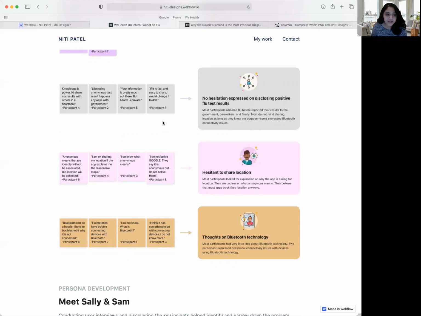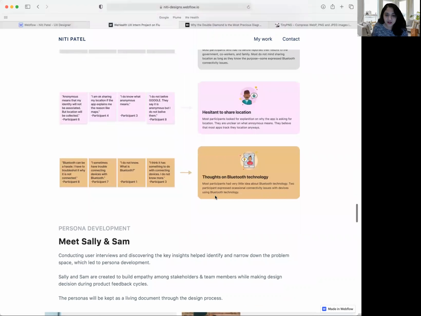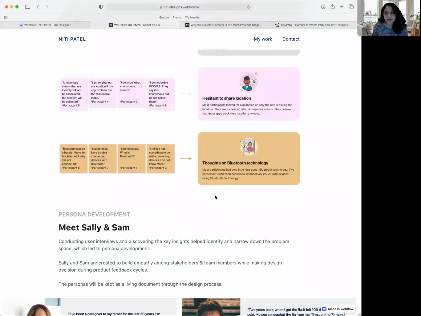Next insight says that no hesitation expressed on disclosing positive flu results. This was very surprising for me to discover that they already know that disclosing an anonymous test results happens anyways with government. So most people said that I would share my results with others in a heartbeat. No issues sharing test results, as long as the app clearly communicates about privacy.